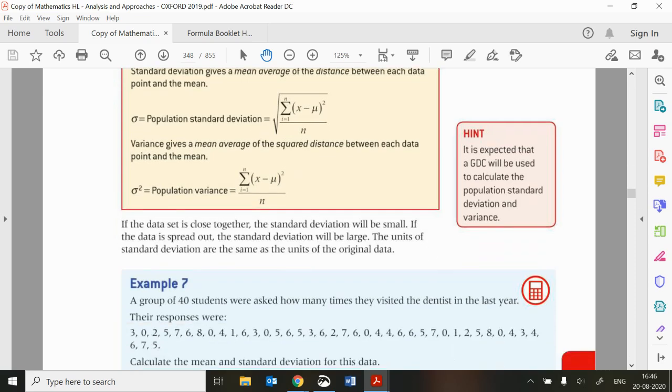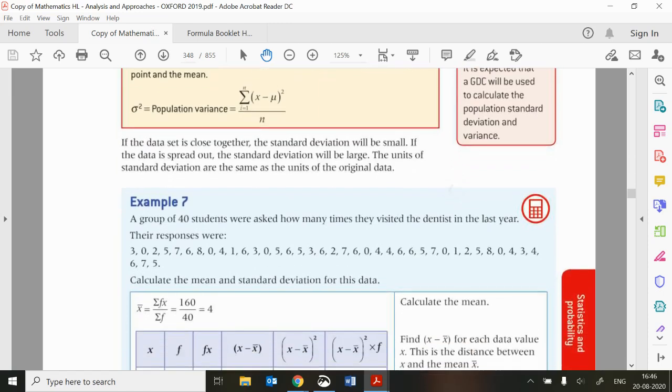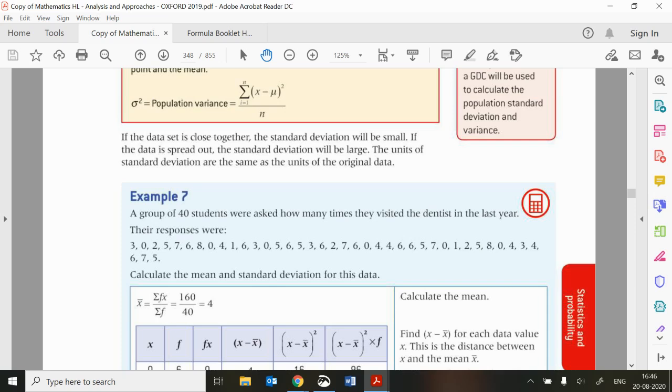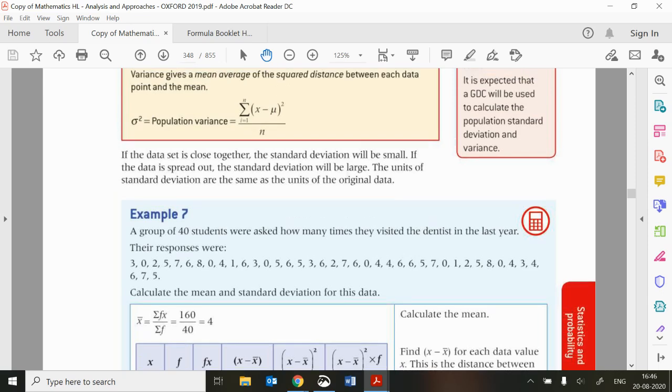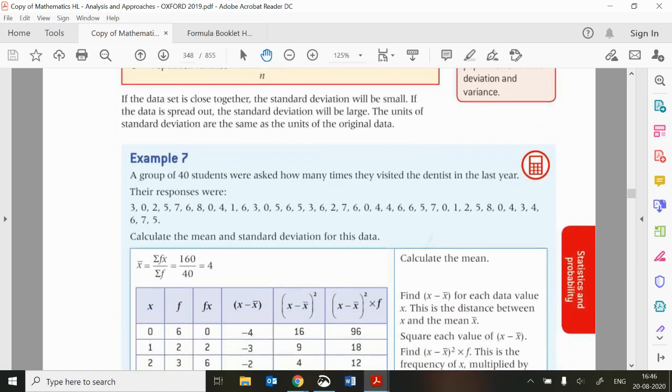Okay, so it says if the data set is close together, the standard deviation will be large. If the data set is spread out, the standard deviation will be large, vice versa. Okay, I think I misspoke there. Standard deviation will be small if the data set is close together, quite obviously. The units of standard deviation are the same as the units of the original data.